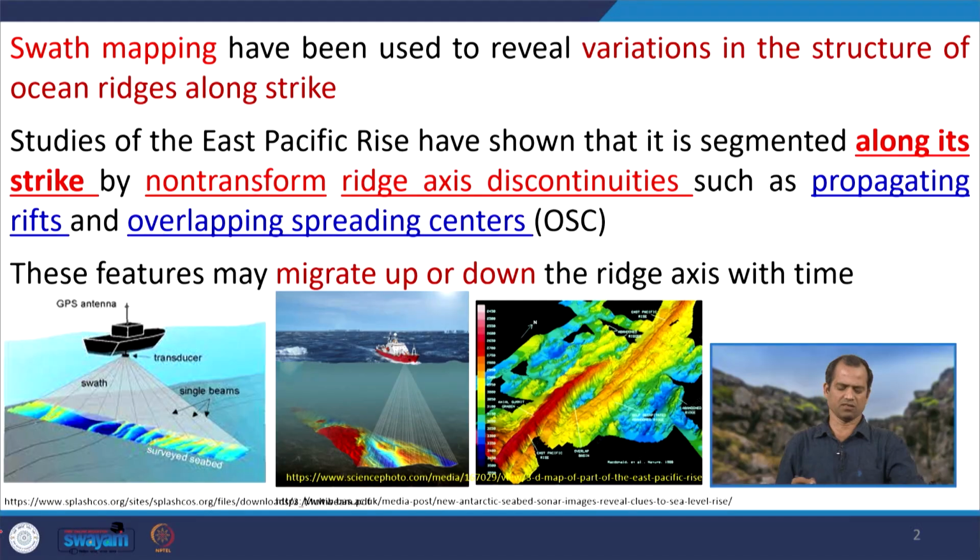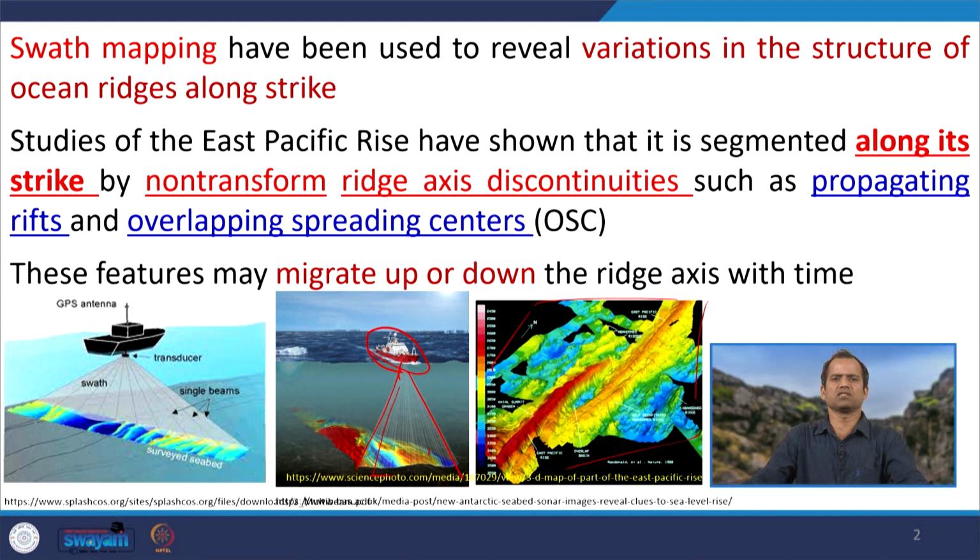It was identified from swath mapping. The swath mapping has been used to reveal the variation in the structure of the ocean ridge along the strike. If you see these diagrams, you have this vessel radiating sound waves, mostly the sonar system, and this is coming back and finally it is processed, and this mid-oceanic ridge picture is built up.